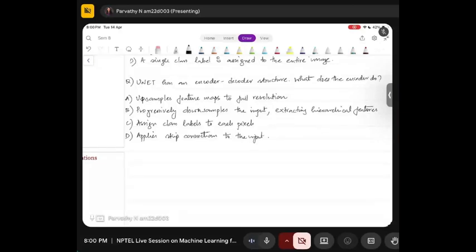UNet has an encoder-decoder structure. What does the encoder do? Upsamples feature match the full resolution. Progressively downsamples the input, extracting hierarchical features, assign class labels to each pixel, apply skip connection to the input.